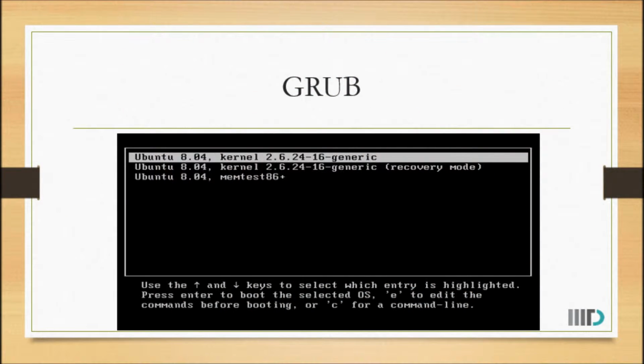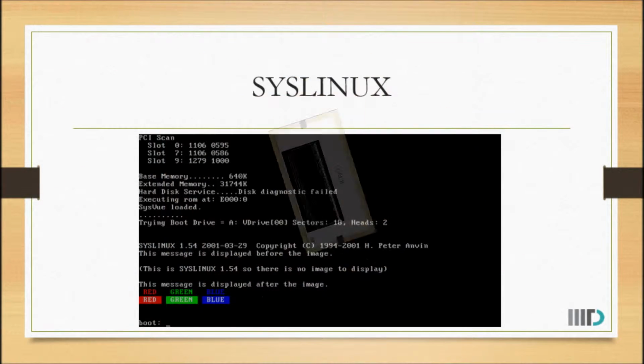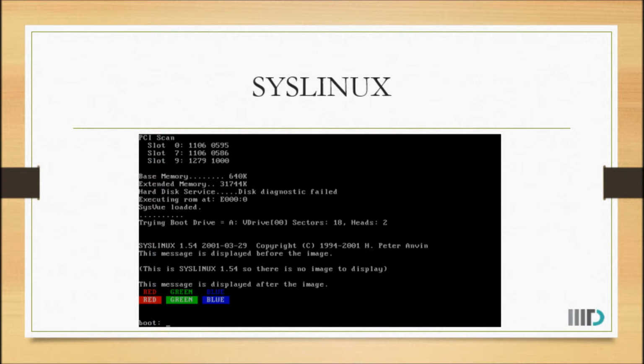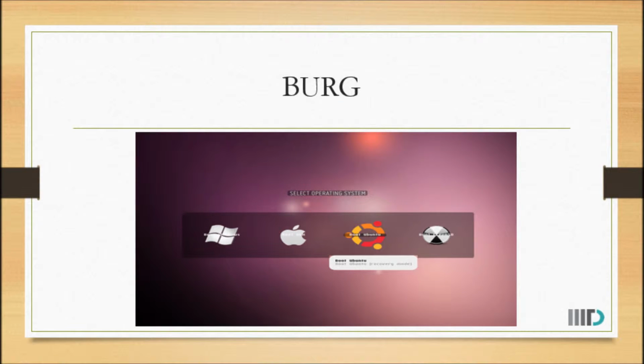This is the screenshot of GRUB. GRUB stands for Grand Unified Bootloader. This is the screenshot of SysLinux, an example of a bootloader. This is the screenshot of Berg. Berg is a brand new bootloader based on GRUB.